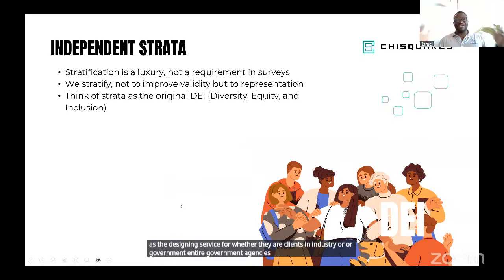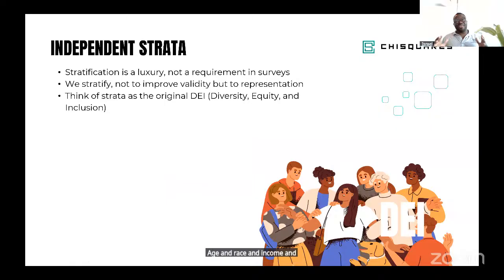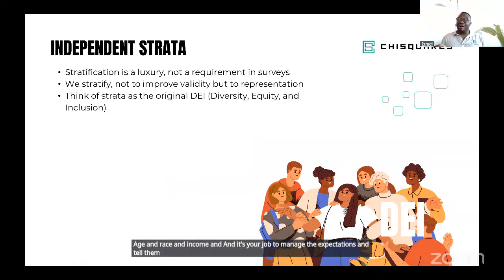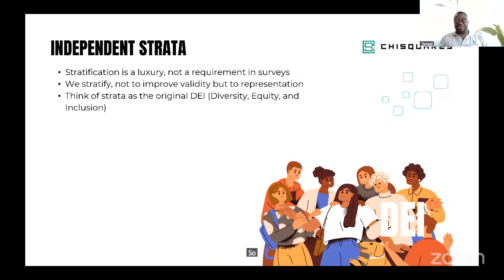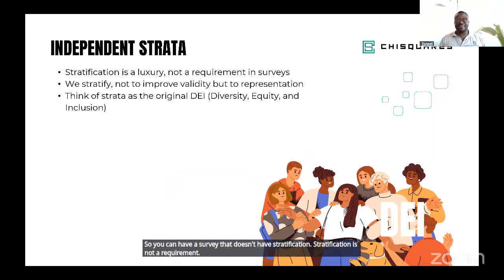Oh, they always want a lot of things. They want you to stratify by age and race and income, and it's your job to manage the expectations and tell them, we would love to stratify by all of those things, but it's not practical, right? We have to be very selective in what we stratify. So you can have a survey that doesn't have stratification. Stratification is not a requirement, right? Think of it as a luxury.